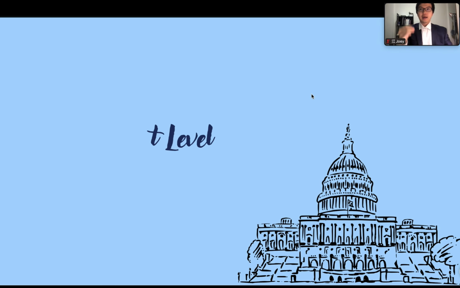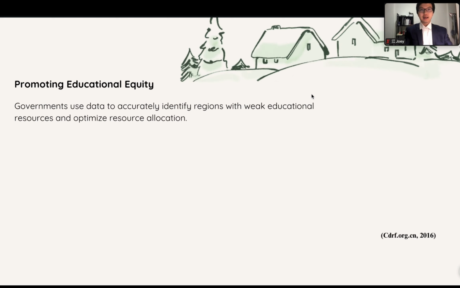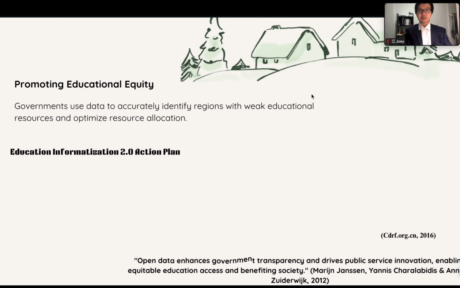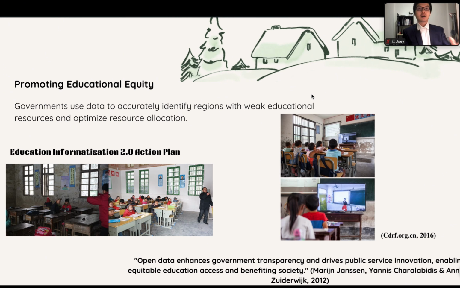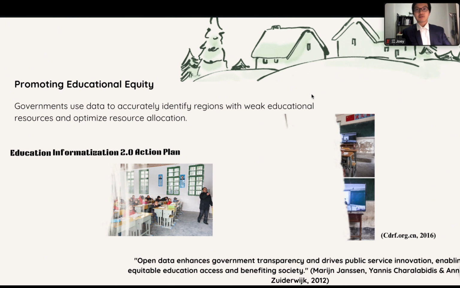First one is government level. Promoting educational equity with open data highlights resource gaps, helping the government direct resources to underserved areas. For example, China's Education Informatization 2.0 Action Plan used open data to identify shortages in rural areas, spurring IT-driven solutions to bridge the urban-rural gaps, improving education access.